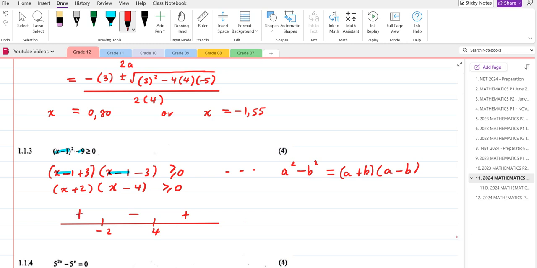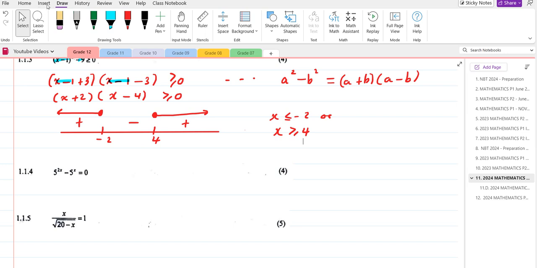And what's the answer? The answer is greater than or equal to 0, so we include the critical values and go in that direction towards the left. If you go towards the left of minus 2, we say x is less than or equal to minus 2. Or if you're going towards the right of 4, we say x is greater than or equal to 4. I hope you guys are understanding. Let's move on to the next problem.